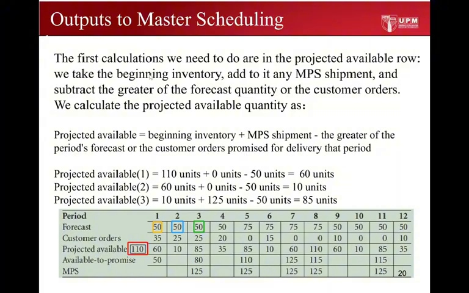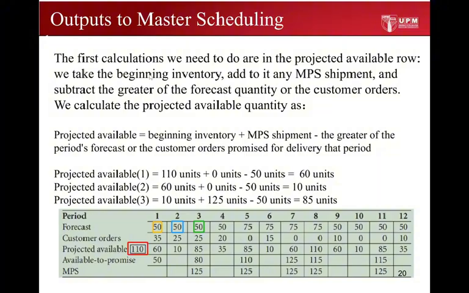For example, in period 1, the beginning inventory is 110 units. There is no MPS shipment. And since the forecast of 50 is greater than the customer orders, 35, we have 110 plus 0 minus 50 equals 60 projected available at the end of period 1. So the first calculation we need to do is in the projected available row.